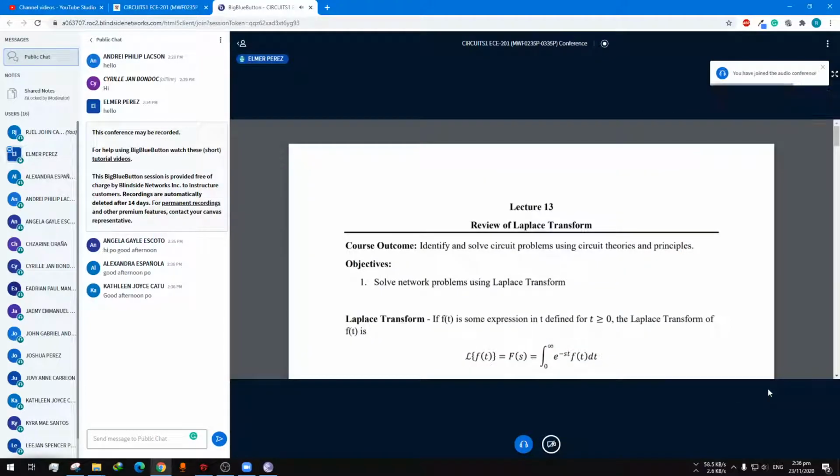Yung lesson natin ay parang uulit tayo sa DE yata. Okay, so ang balak kong gawin ay as in review lang ito na mabilis. And then we'll go to the application of this, yung Laplace transform sa circuit analysis.